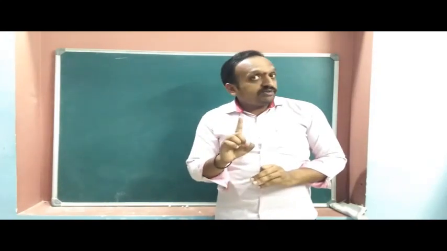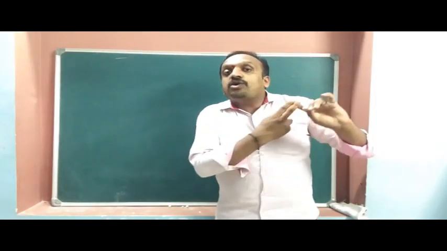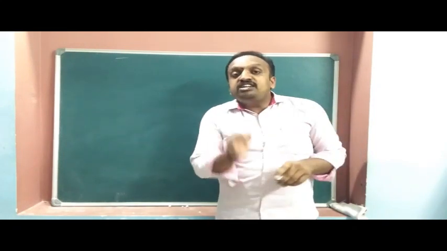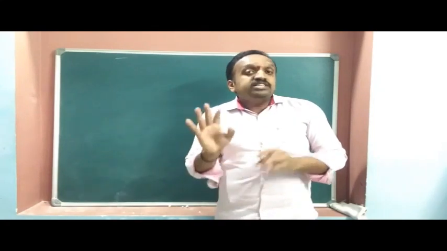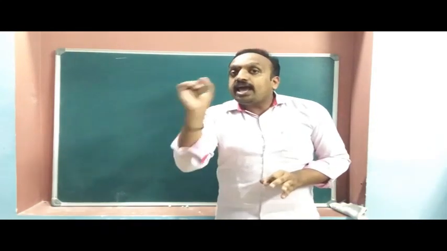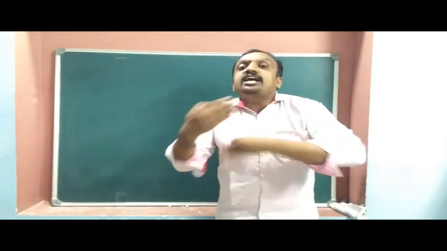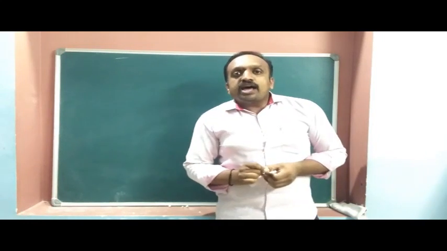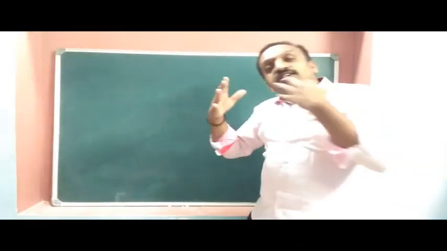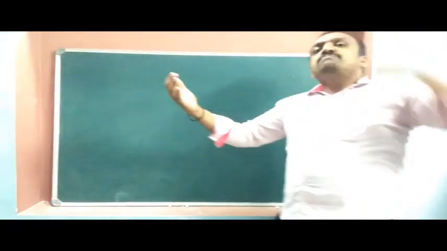Listen to my words very carefully here. If the reflected sound merges with the original sound, then we cannot call it an echo. So there should be a distinct sound wave which is separated from the original sound, that is called an echo. If the echo is prolonged, if it continues, that process is called reverberation. Clear?